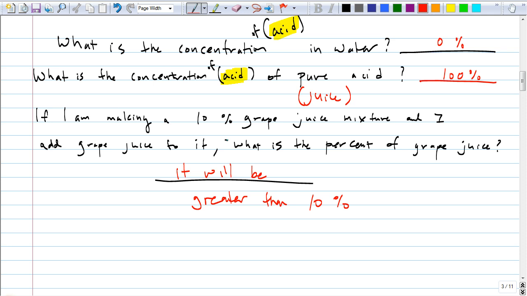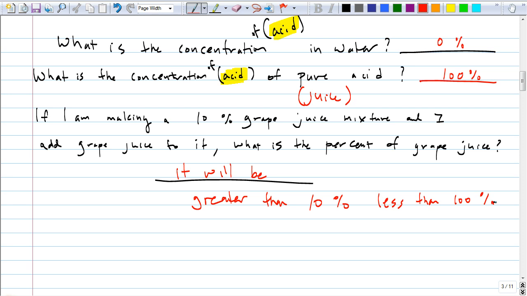Would it be less than 10%? No, it's going to be more. You're going to have more grape juice in there. So would it be greater than 10%, less than 1%? Yeah, I guess you could say less than. Okay, sure, less than. You're right. It'll be greater than 10%, less than. It really depends on how much you add.